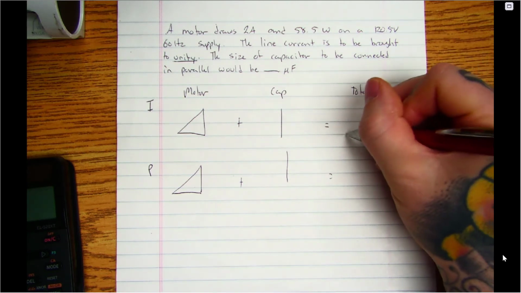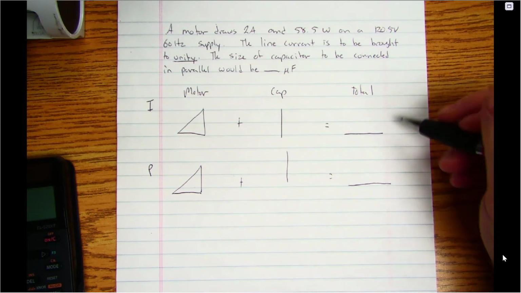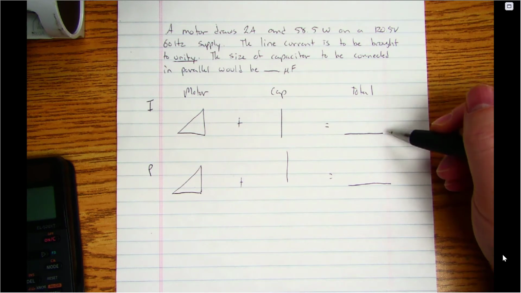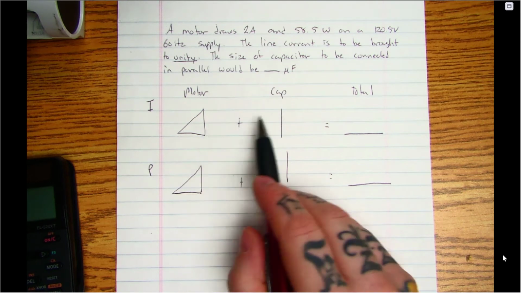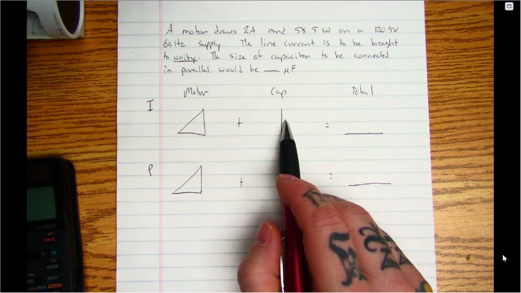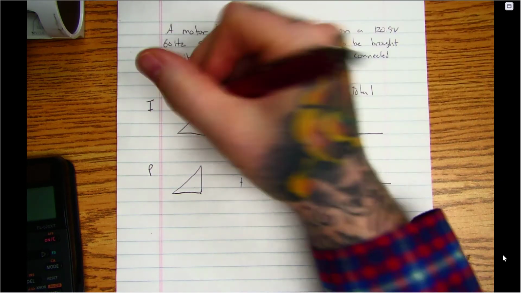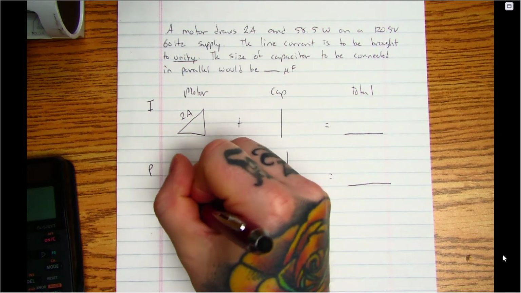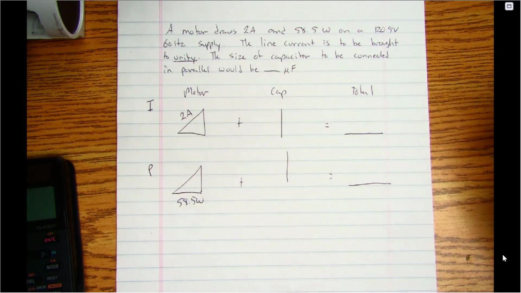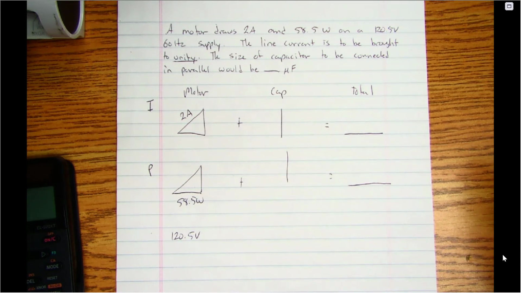I'm even going to draw this total right now. Usually it's a triangle, but I'm just going to draw it as a straight line here, because if we're at unity, we've basically eliminated any reactive portion. That means whatever value we have for the motor's reactive part, the capacitor has to be exactly the same, and then they would cancel out. Okay, so we'll take some of the information given to us. The motor draws 2 amps and 58.5 watts, with a 120.5 volt supply.